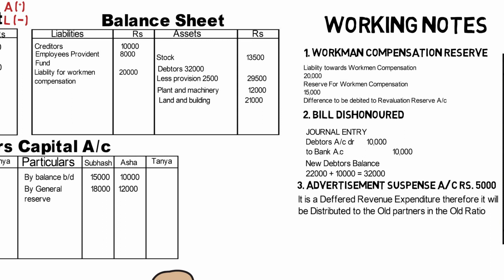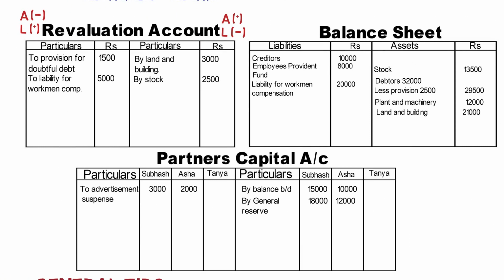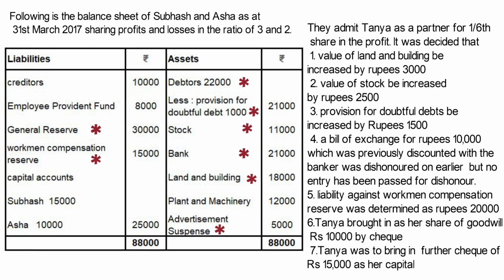Advertisement suspense account is an item of deferred revenue expenditure which should go to the old partners in the old ratio. Why? These expenses were incurred by the old partners. Therefore, it should go to the old partners, and that too in the old profit sharing ratio. Let's come to the additional information now. They admitted Tanya as a partner on 1st April 2017 for 1/6 share in the profits. It was decided that the value of land and building be increased by Rs 3,000. The adjustment is done. Value of stock be increased by Rs 2,500.